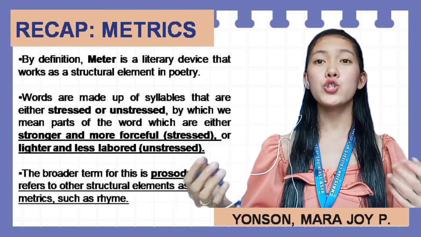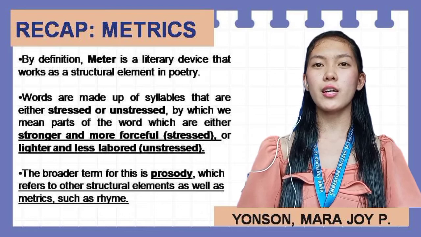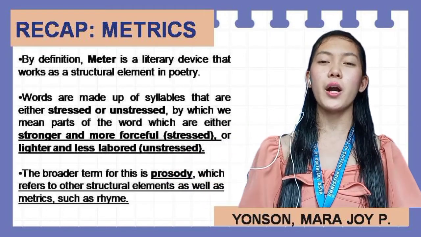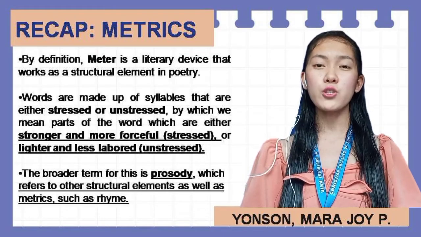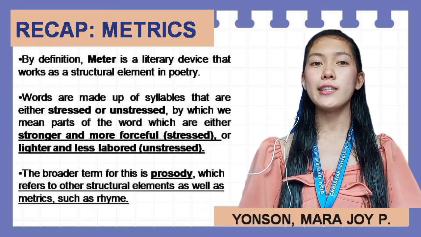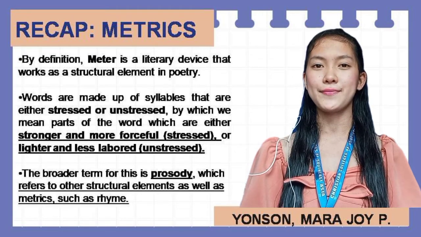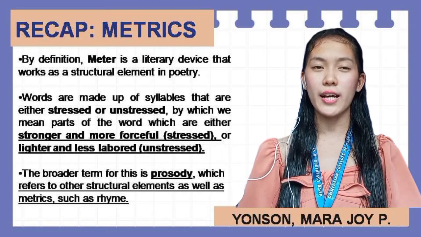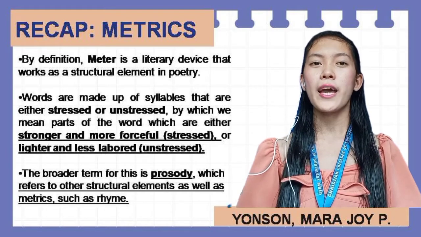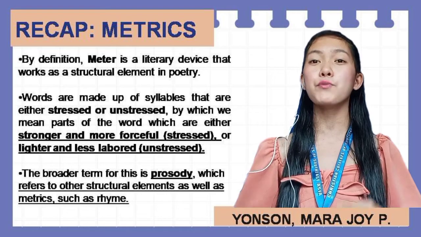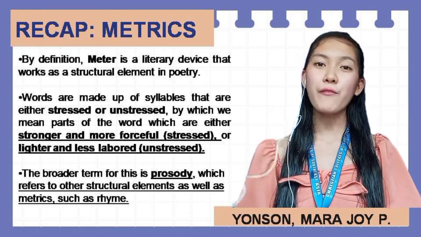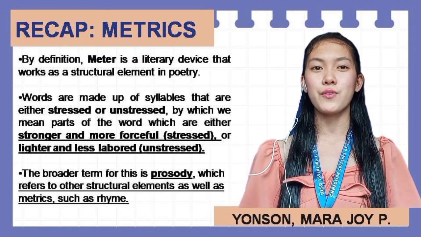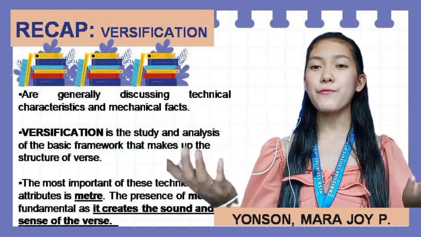In a spoken language, words are made up of syllables that are either stressed or unstressed, by which we mean parts of the word which are either stronger and more forceful, or lighter and less labored. Metrics, then, is a fancy way of talking about the combinations of stressed and unstressed syllables within a poem. And the broader term for this is prosody, which refers to the other structural elements as well as metrics, such as rhyme.